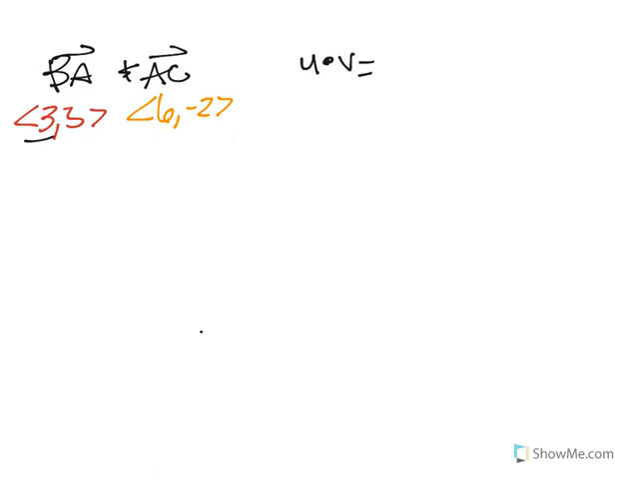So I've got 3 times 6 is 18, plus 5 times negative 2 is going to be negative 10. And so my answer is 8. So my dot product is 8. Okay, that's half the battle.